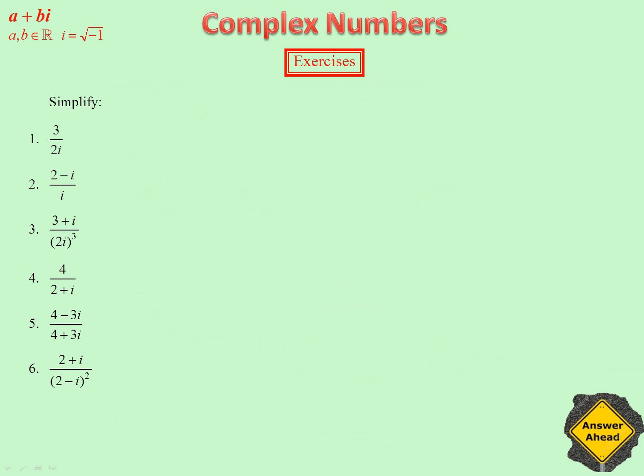Here's some exercises to try. Notice in this first one, you don't need to multiply by 2i. Many will multiply by 2i, but it's unnecessary because the 2 will then cancel out again. This is negative 2, which I allocate to the whole fraction.